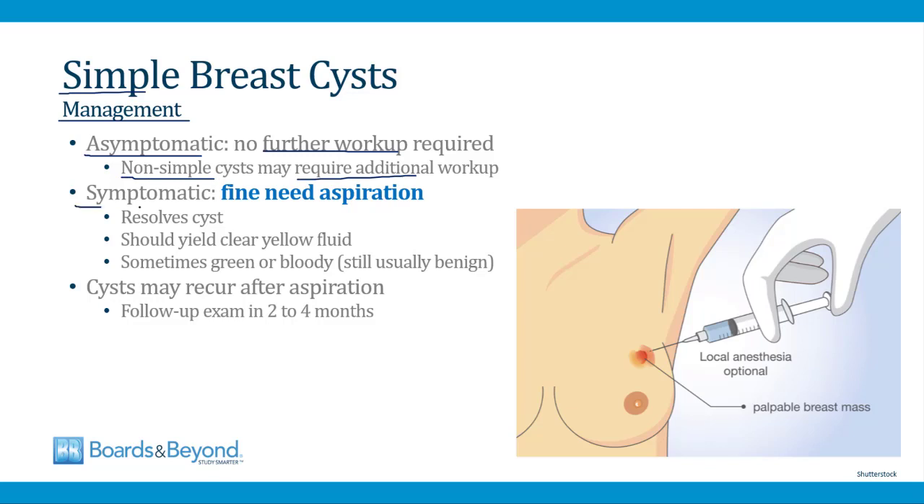If the cyst is symptomatic, either because it's tender or it's distorting the contour of the breast, then you can treat the cyst with fine needle aspiration. This drains the fluid from the cyst and should resolve it. Usually the aspiration yields clear yellow fluid, although sometimes it's green or bloody, and when this happens the cyst is still usually benign and this doesn't indicate malignancy. And then you should know that cysts can recur after aspiration, so usually women return for a follow-up exam in 2 to 4 months to make sure that the cyst is still resolved after aspiration.